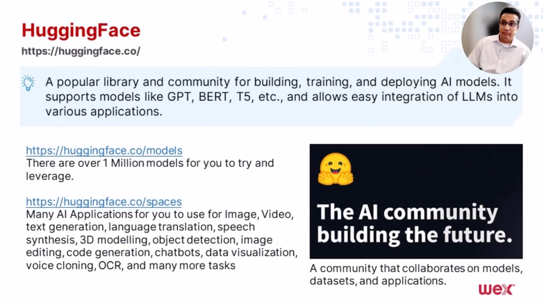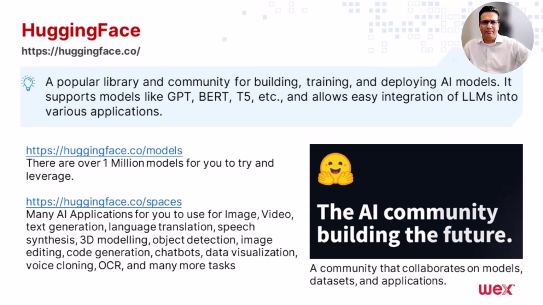Then Hugging Face. We all should talk about Hugging Face. It's a popular library. I think all of you should take a look at it. If not, go through the different models that they provide. They have over 1 million models that you can try and leverage. That's a very diverse set of AI models. It's basically a community and a library of AI models.